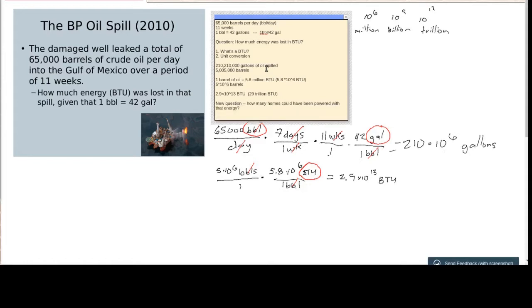Okay, so then I need to know something about a typical house. So one house in the United States uses about 12,000 kilowatt hours of energy per year. And here we go. We've got another weird unit because it's more convenient to report energy usage in kilowatt hours, electricity usage in kilowatt hours, than it is in BTU. So in the United States, at least, kilowatt hours is the standard unit for measuring electricity and other kinds of energy in the house. So what's a kilowatt hour?